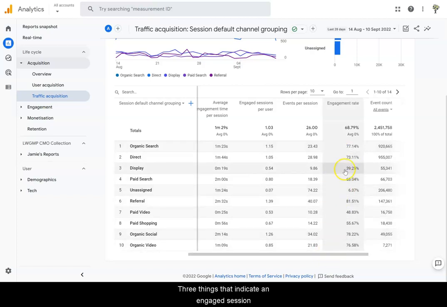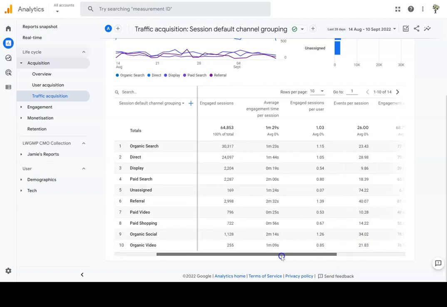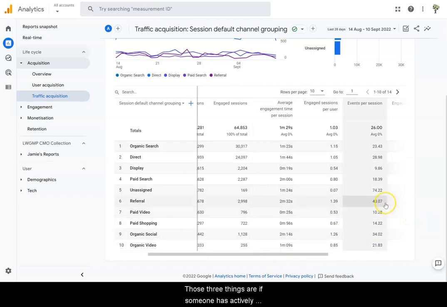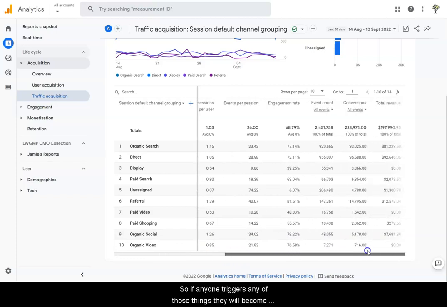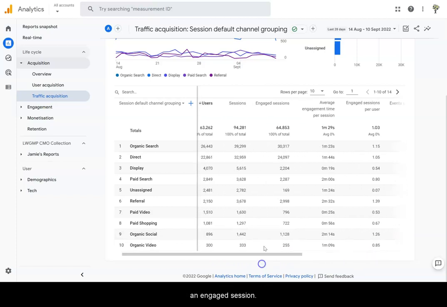And there's actually three things that indicate an engaged session. Those three things are if someone has actively engaged on your website for over 10 seconds, has had 2 or more page views, or has fired a conversion event. So if anyone triggers any of those things, they will become an engaged session. And that's slightly different to Universal Analytics, where you just had to have a second interaction.